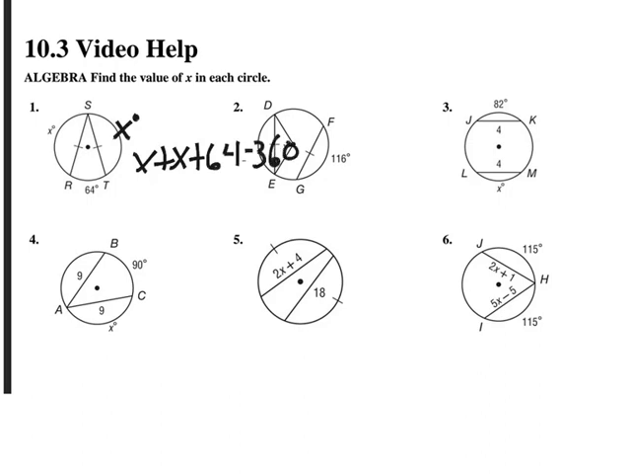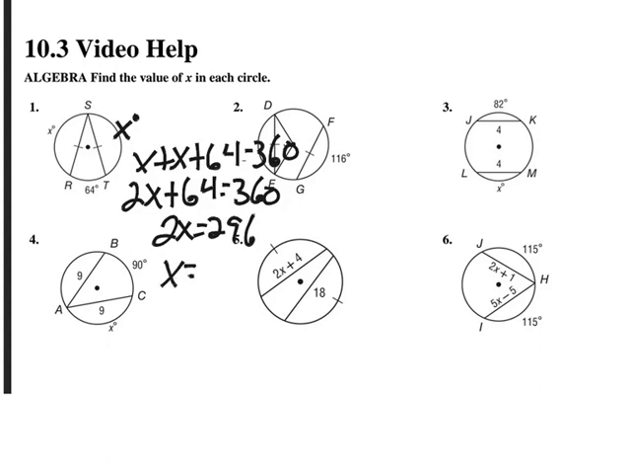Mr. Fisher, you can't do that. There's two variables. No, you can, because x plus x becomes 2x plus 64 equals 360. I subtract the 64 from both sides, and I get 2x equals 296. I then divide by 2, and I get that x has to be 148 degrees. So that x on number 1 has to be 148 degrees, can't be anything else.